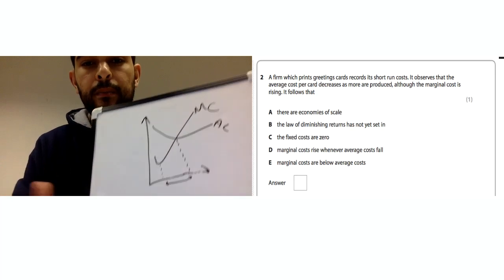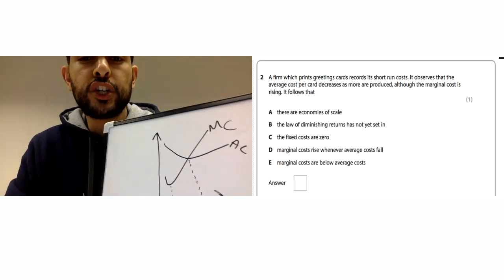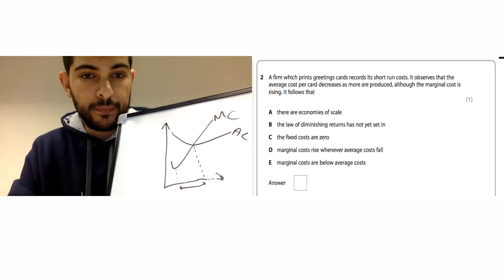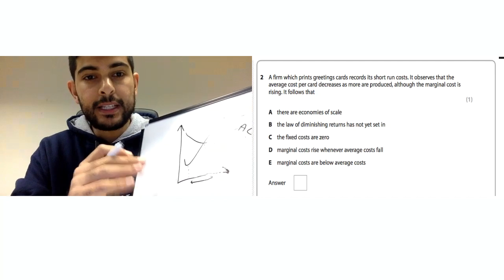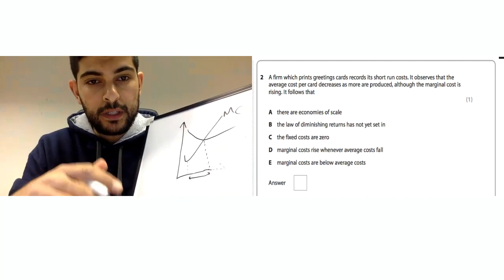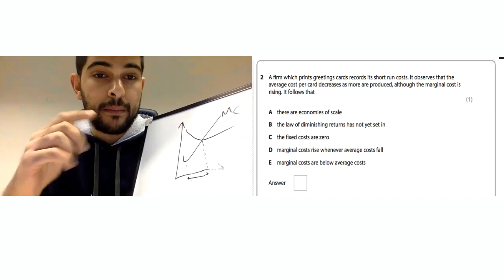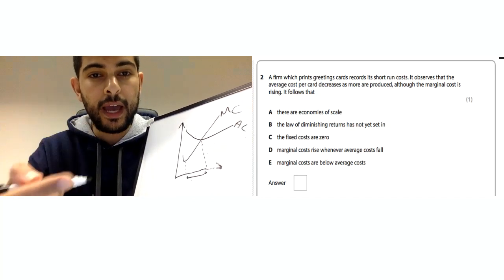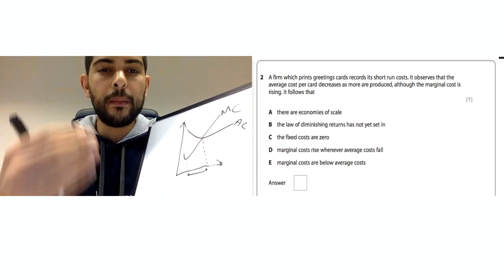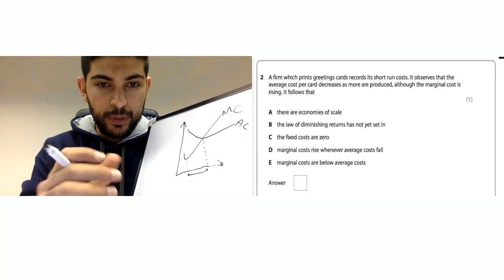So let's start with B. B says, the law of diminishing returns has not yet set in. Okay, so that is incorrect. The reason why is because the law of diminishing returns is when MC starts to rise. It's the idea that as I add more and more variable inputs to a fixed factor.